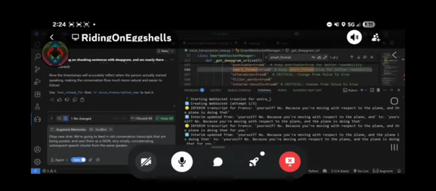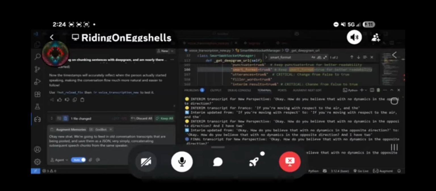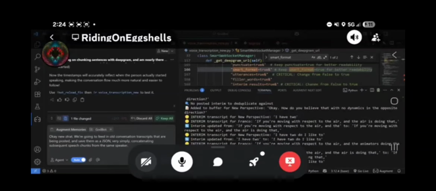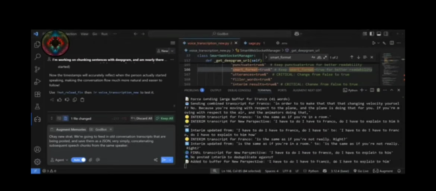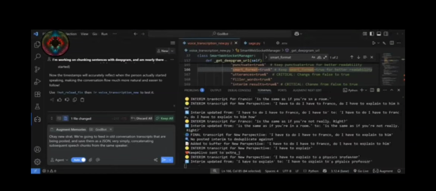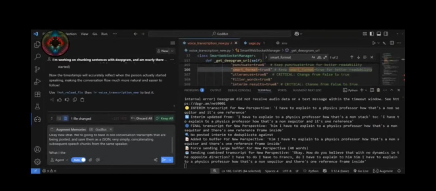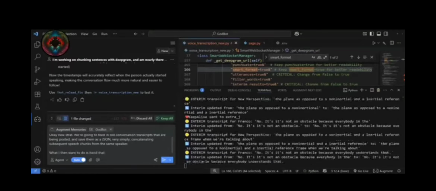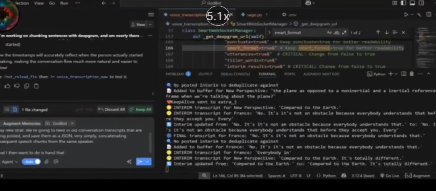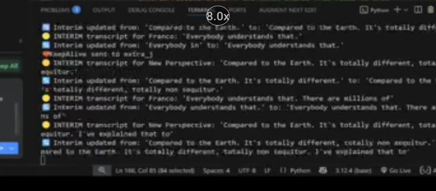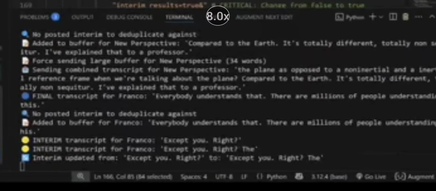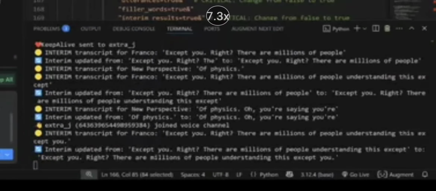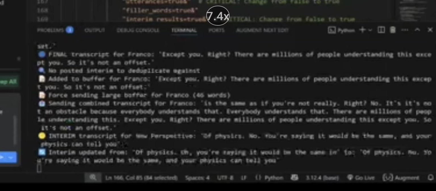So if you're moving with respect to the air, and the air is doing that, it's the same as if you're in a rig. I have to explain to a physics professor how that's a non sequitur. It's one reference frame inside the plane, as opposed to a non-inertial reference frame when we're talking about the plane compared to the Earth. It's totally different. Everybody understands that. There are millions of people understanding this, except you. Your physics would tell you it's not the same. It's totally not the same.